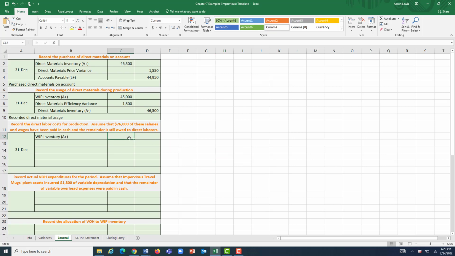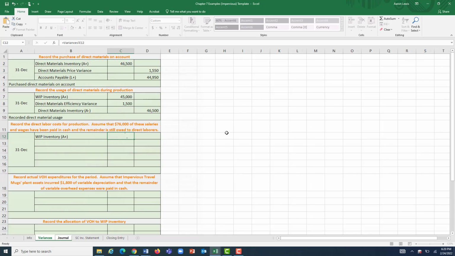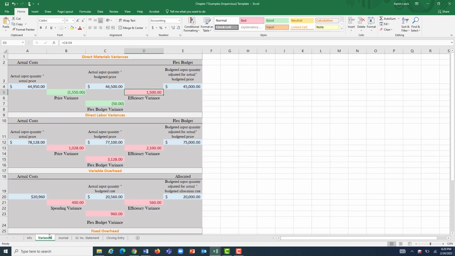And that amount, if I hit equals in our debit slot over here, is equal to the flex budget. That is our actual production level times our budgeted input quantity and our budgeted price. That's what should have happened. We should be putting $75,000 into WIP. It didn't happen though, and we know this because we have two unfavorable variances. We have a direct labor price variance that's unfavorable, 1,028. We have a direct labor efficiency variance that's unfavorable of 2,100.